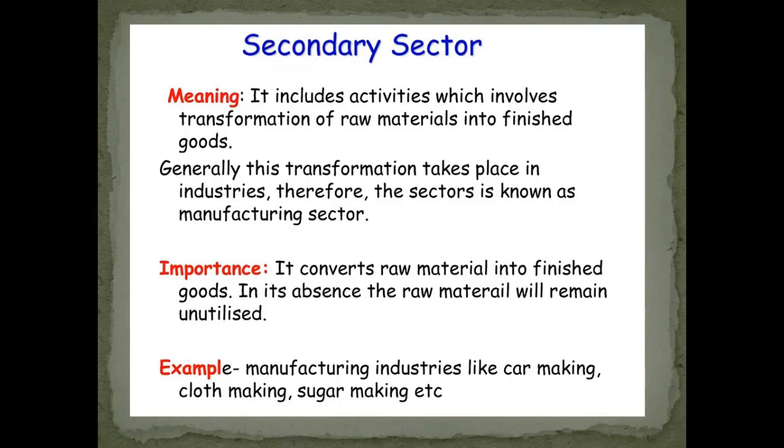In the absence of raw material, it will remain unutilized. तो अगर रॉ मटेरियल अवेलेबल नहीं है तो सेकेंडरी सेक्टर अपने आप बंद हो जाएगा. क्या काम करेगा? रॉ मटेरियल अवेलेबल है इसलिए काम कर रहा है. Manufacturing industries we have like car making, fruit making, sugar making, etcetera.